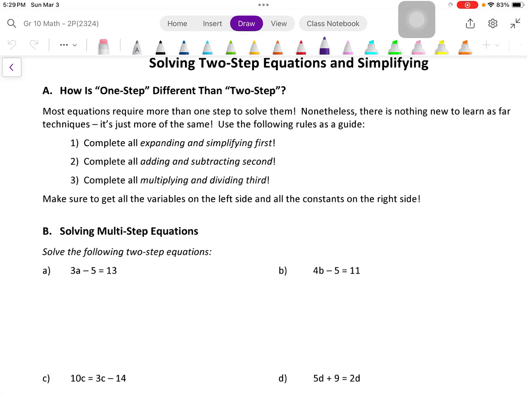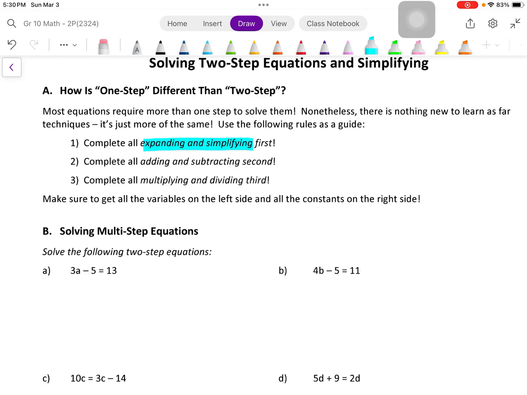In this lesson, we're going to take a look at how to solve two-step equations. So how are these different than one-step equations? A lot of equations have more than just one step to solve. That means that we have more than one number that we need to move over to be able to isolate our variable. So the first thing we're going to do is expand and simplify everything.